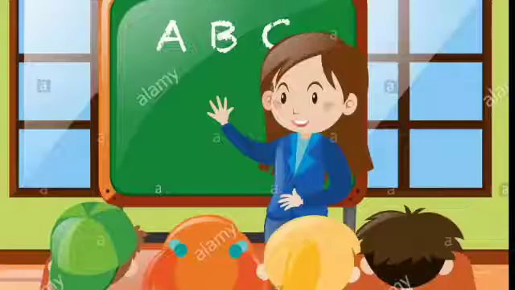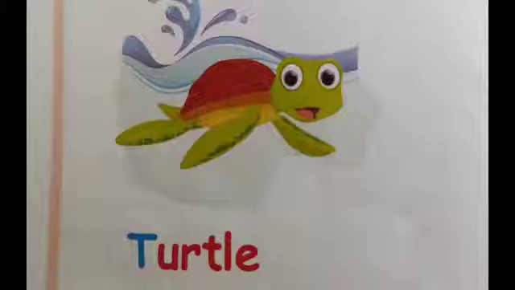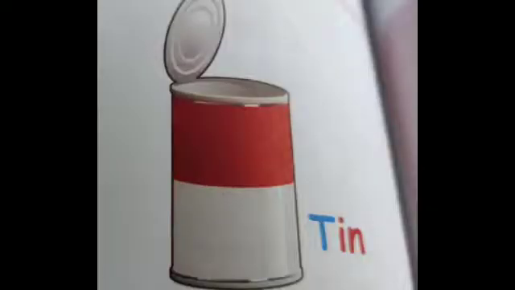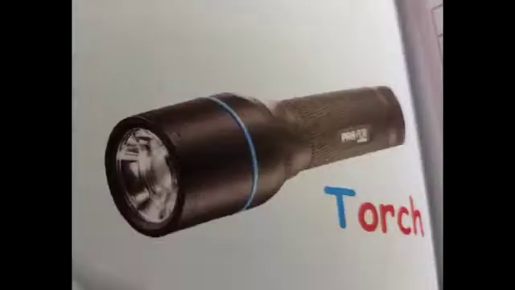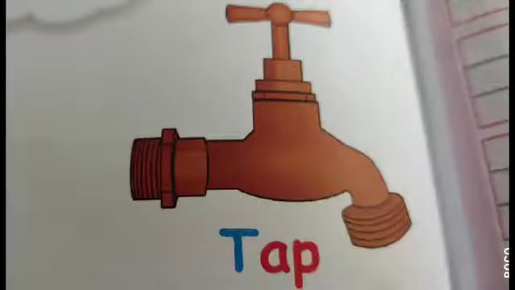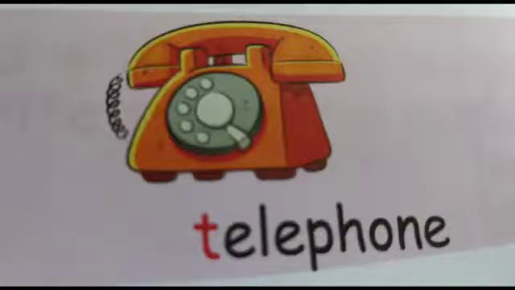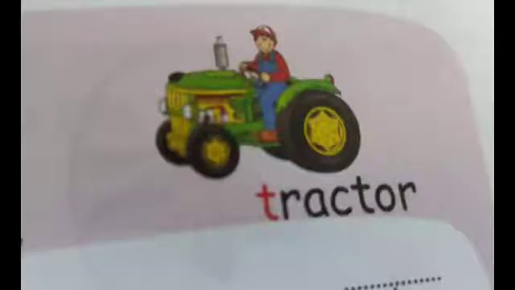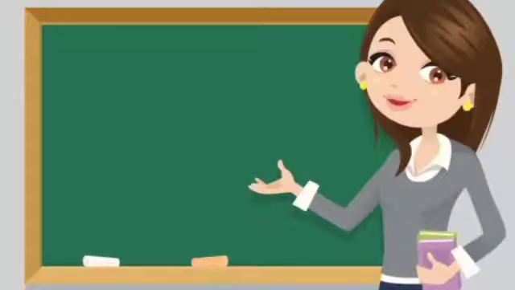Okay, now shall we read once again? All of you say with me. T for turtle, T for tin, T for torch, T for tent, T for tap, T for ten, T for telephone, T for tractor. Now I will teach you how to write the letters S and T.